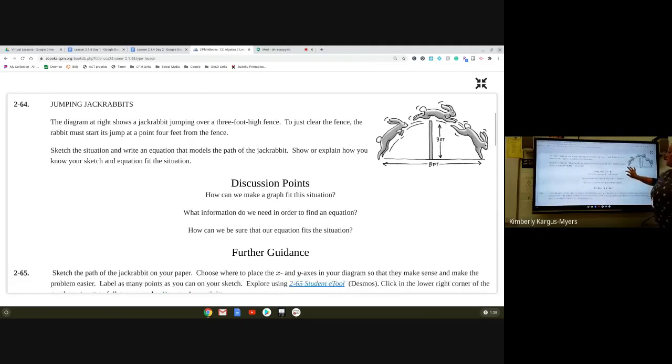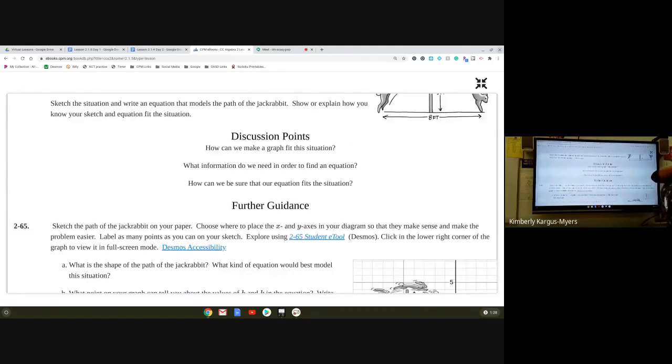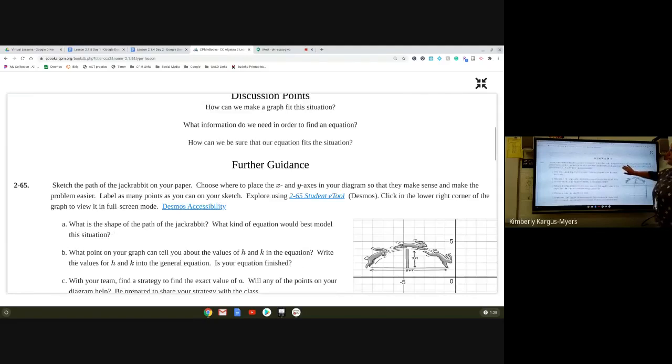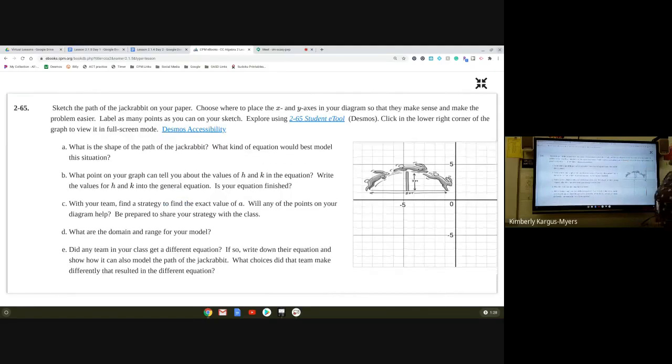Now let's see these discussion points. We're going to be answering these questions as we go. How can we make a graph to fit this situation? What information do we need in order to find an equation? And how can we be sure that our equation fits the situation? Let's keep those in mind. Here is where the work is going to happen.